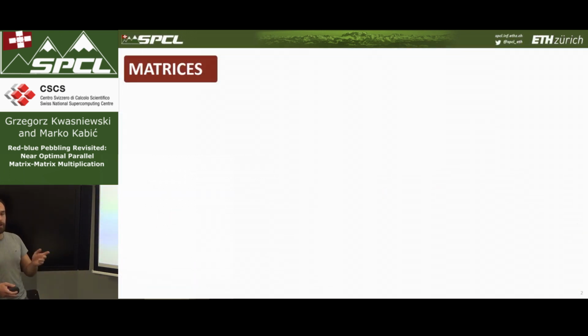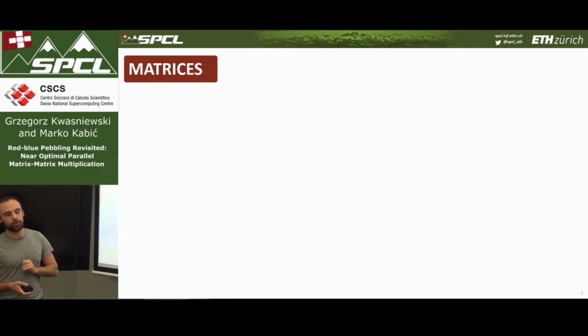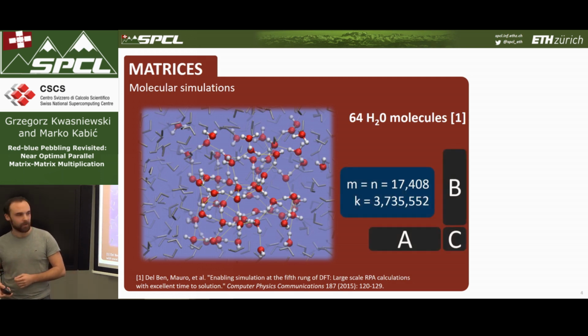I guess I should start with a motivation here, but you will probably agree that in HPC, no matter what you compute or how you compute, you're likely to end up multiplying some matrices. Nevertheless, please let me show you two use cases that I find somehow extreme. First would be molecular simulations. Here, to simulate only 64 water molecules with enough precision, at the so-called fifth rank of DFT, one needs to multiply matrices of sizes 17,000 times almost 4 million. So those are huge, tall and skinny matrices.